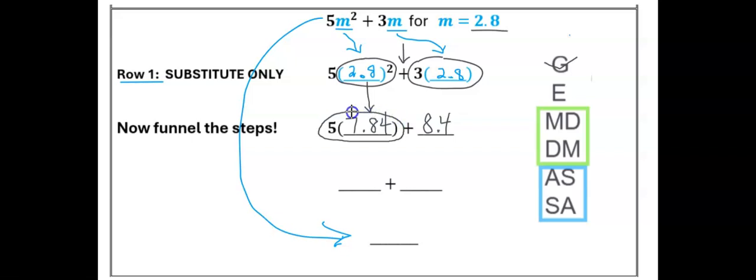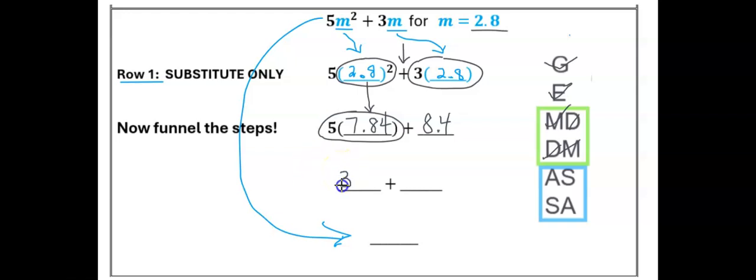This one comes next. Okay, so we did our exponents, and now there's multiplication that needs to be done. So we need to do the multiplication. And once we get that multiplication done, that term is finished and getting ready to subtract. So pause the video, and I want you to do 5 times 7.84, and then turn the video back on to see if you got it.